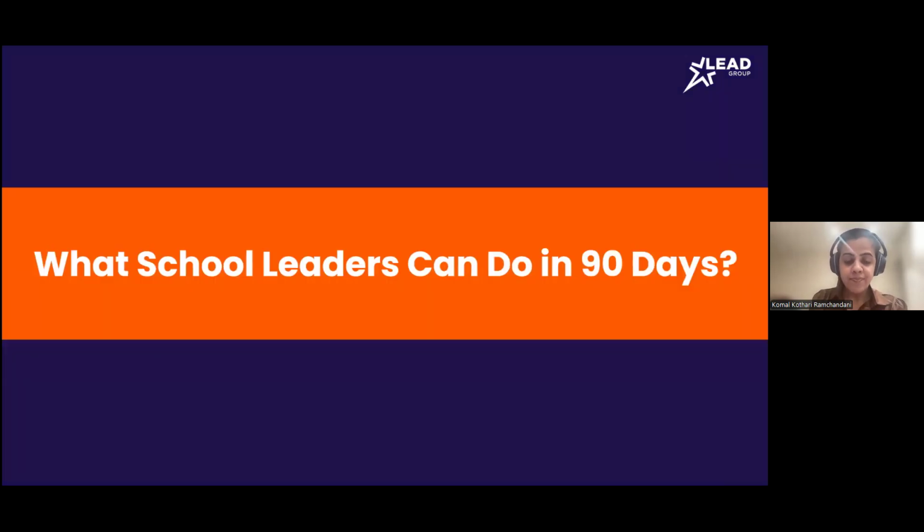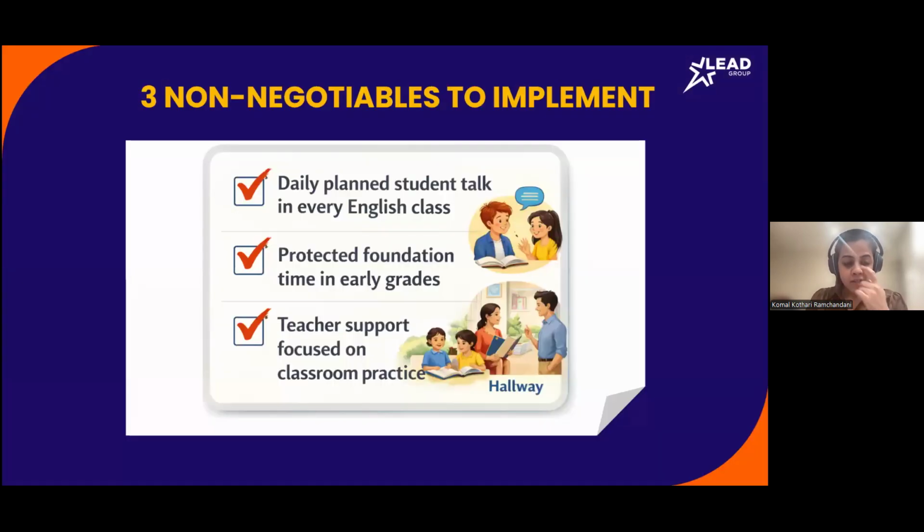Moving ahead, what can school leaders do in 90 days? So let's look at it. It takes time, right? 90 days is a good enough period that these strategies, when implemented consistently, will bear results. So, what are some non-negotiables that we need to look at? Garima, the next slide, please.